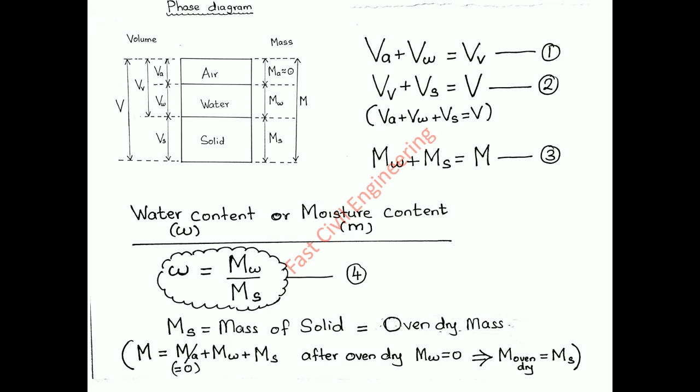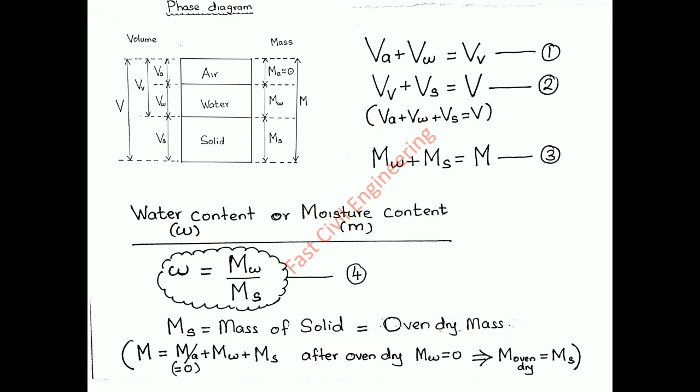Next one, water content or moisture content definition. Water content means small w, or moisture content small m. Water content is equal to mass of water over mass of solid. This is the definition, equation number 4. Mass of solid means oven dry mass.